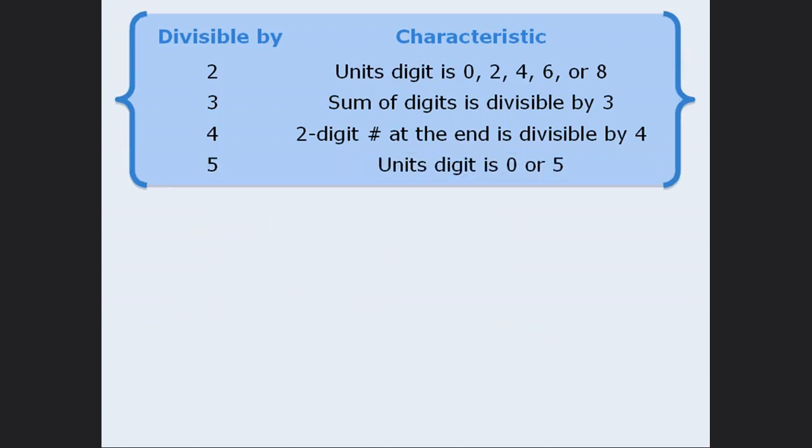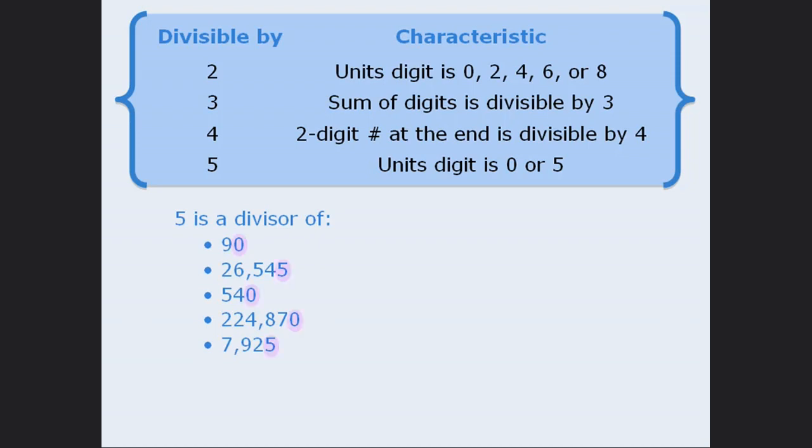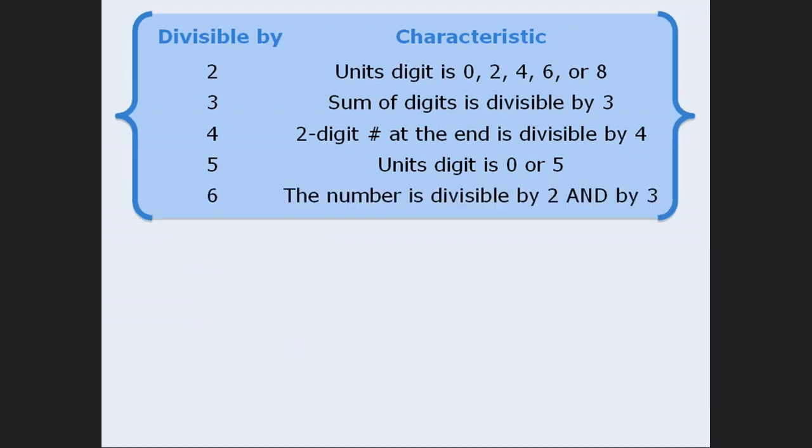Next we have the divisibility rule for 5. This one is very straightforward. A number is divisible by 5 if the units digit is either 0 or 5. So 5 is a divisor of these numbers since the units digit of each number is either 0 or 5. Next we have the divisibility rule for 6.